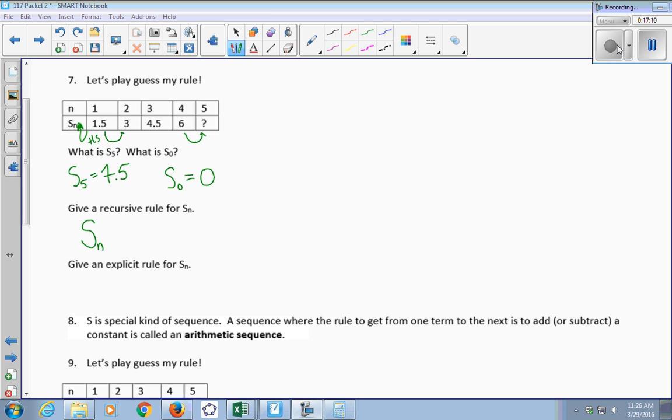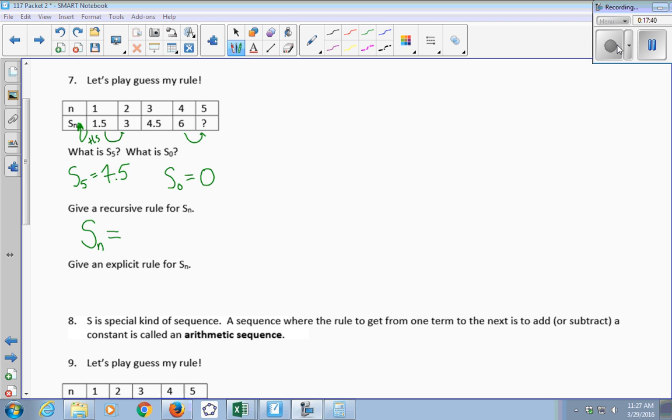All right, so if I need a recursive rule, so that means I'm trying to find a generic S sub n, right? I'm trying to figure out how to calculate the nth term in the list. Recursive means I'm allowed to use the term right before it, right? So what term comes right before the nth term? N minus 1 would be the subscript for the term right before the nth, right? Because if I was trying to find S sub 10, I would use S sub 9, right? You just subtract 1 from the subscript.